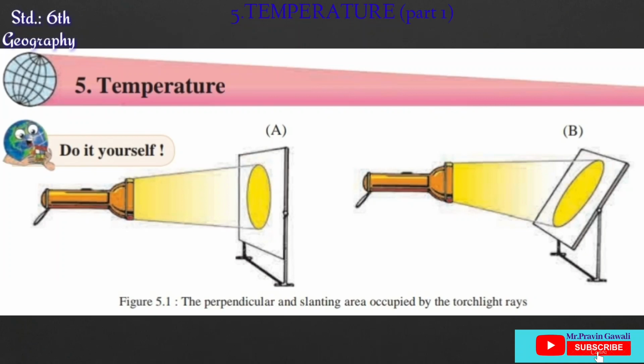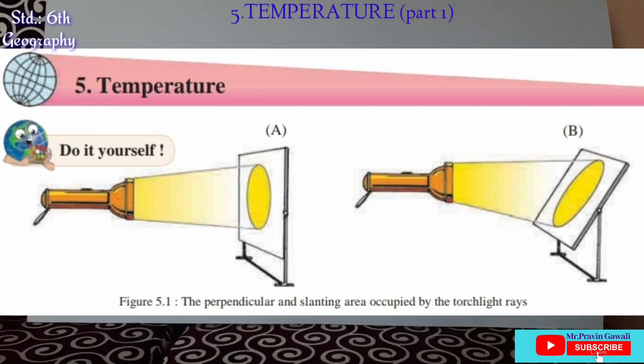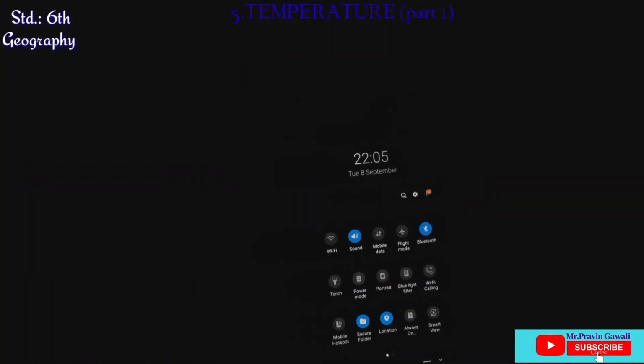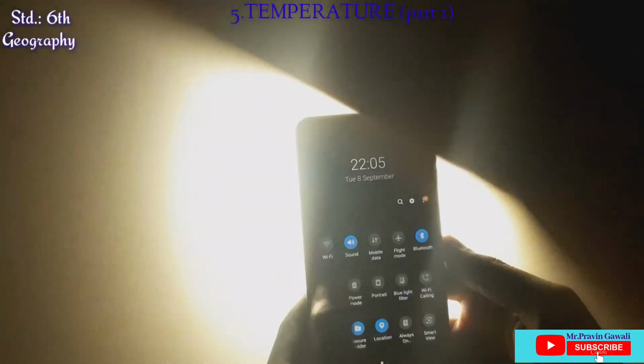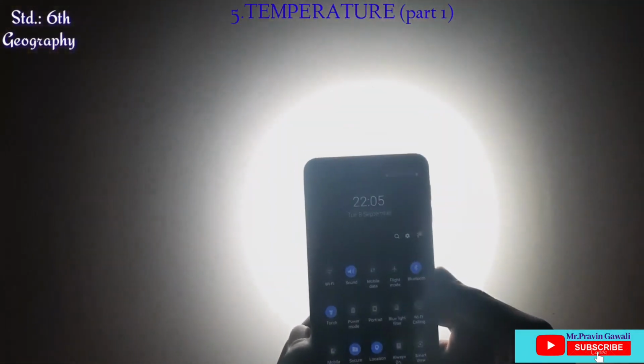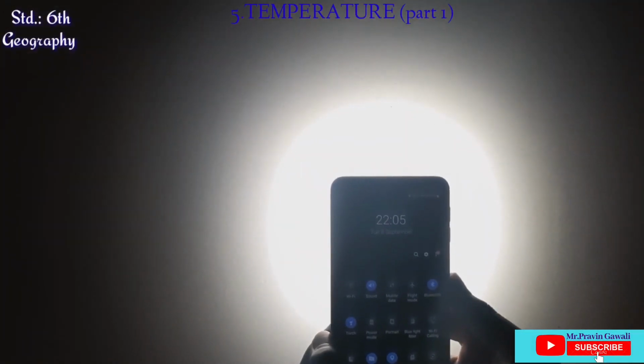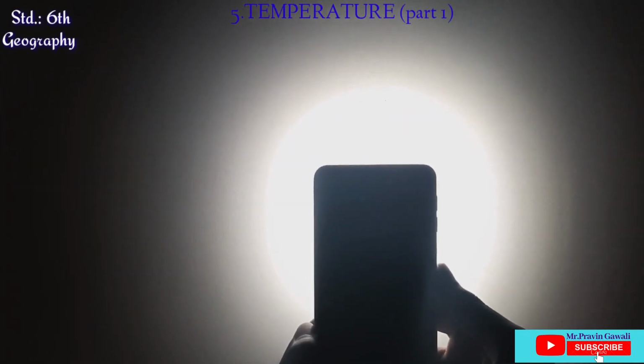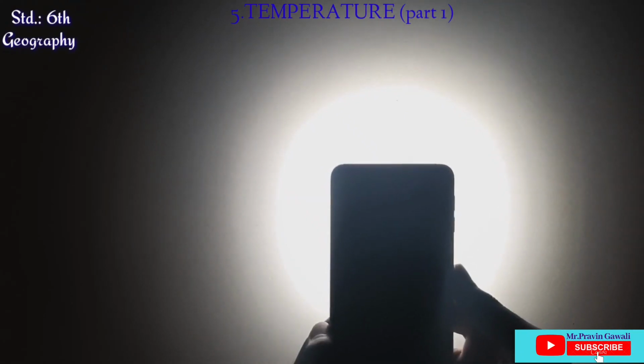See, students, here I have kept a cardboard and it is at 90 degrees, which means a right angle. For better understanding, I will switch off the light so you can understand the concentration of light on the cardboard. Okay, I have switched off the light. Now I will turn on the torch. See, here I have kept the mobile torch at a certain distance. You can see the light is concentrated in a perpendicular direction.